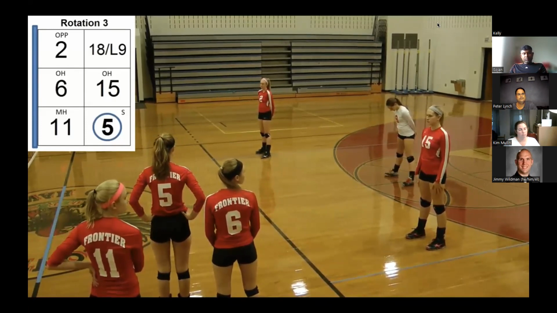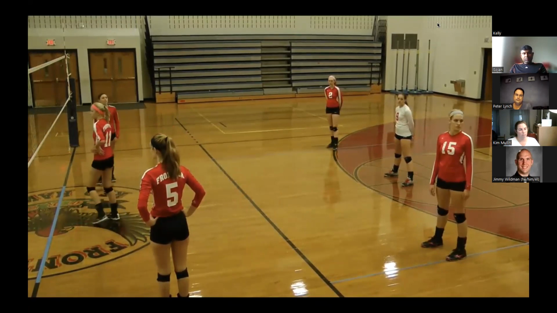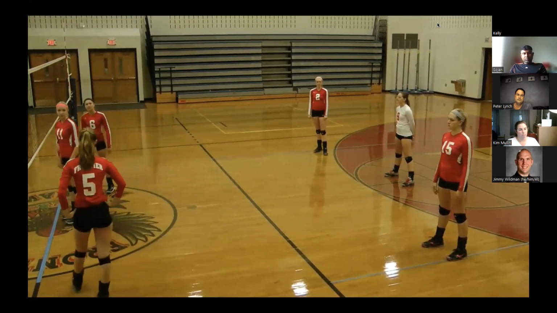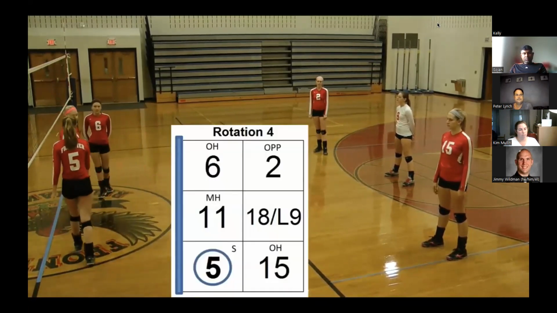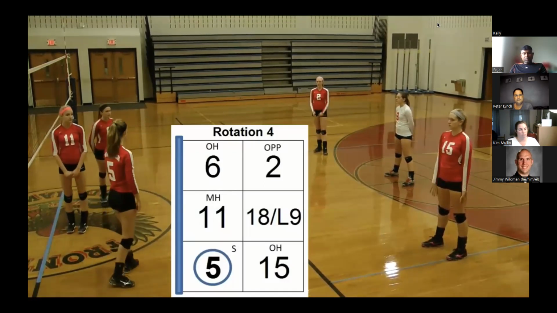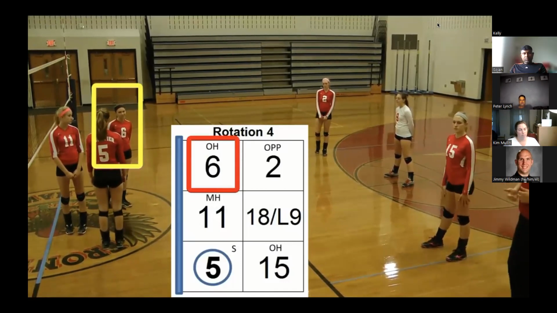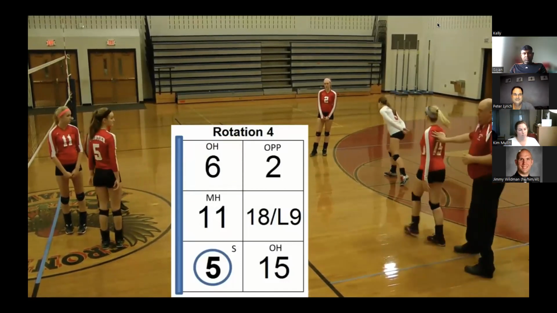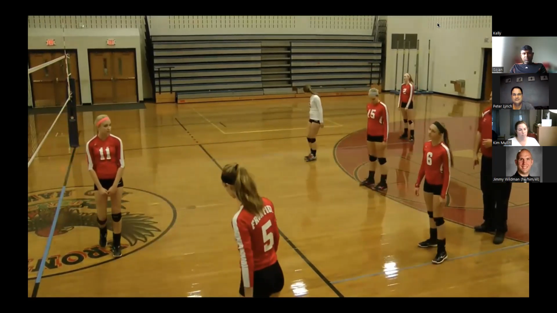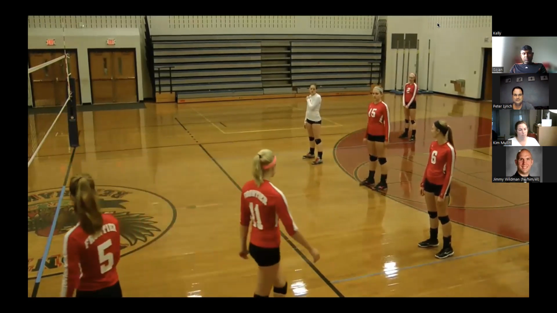Okay, let's go to rotation 4. All right, so now our setter is rotated to the front row. And I still want number 6, number 15, and the libero to pass. Number 6 is all the way over on the right, and I really want her to pass on the left. So I'm going to put her over here on the left. I want her to pass right here, and I'm going to have to move some people to make this legal. I'm going to move number 11 over, and I'm going to move number 5.